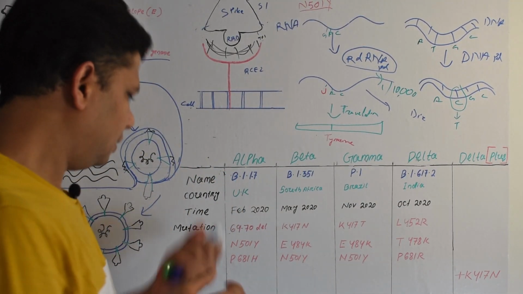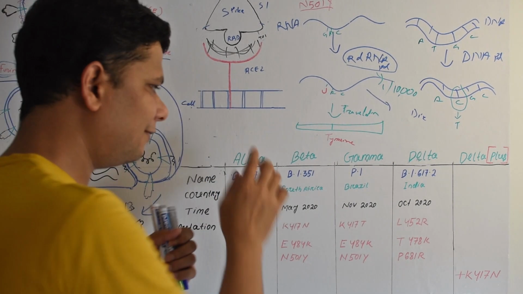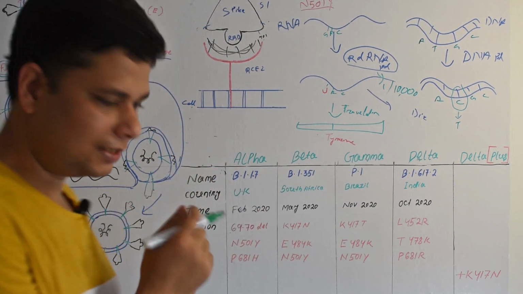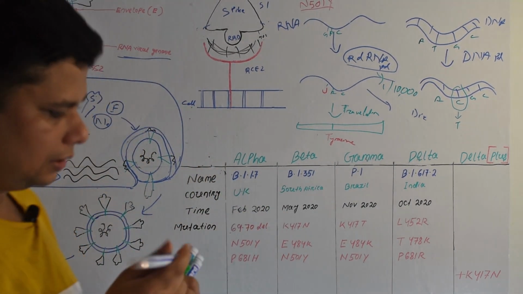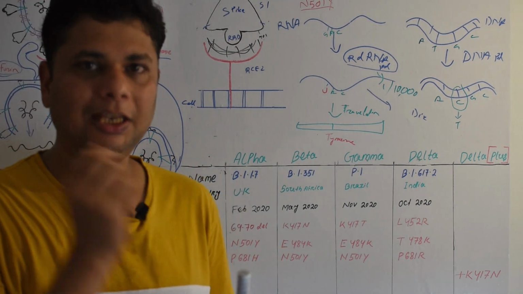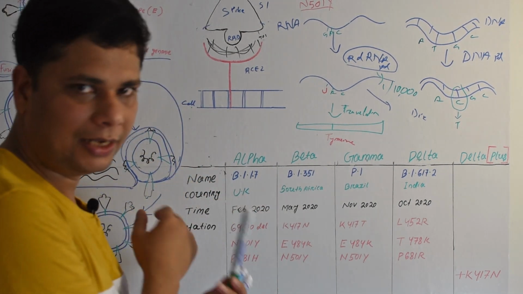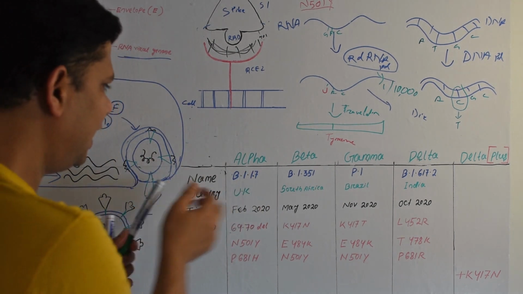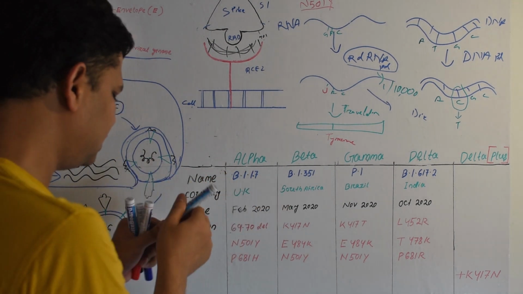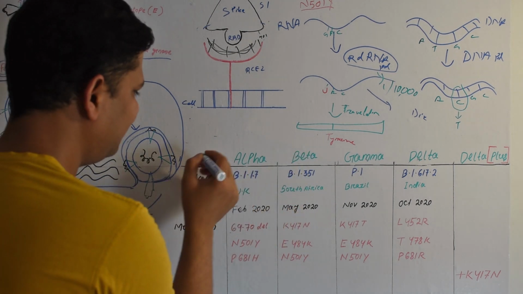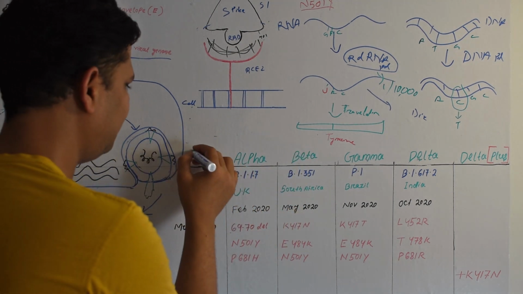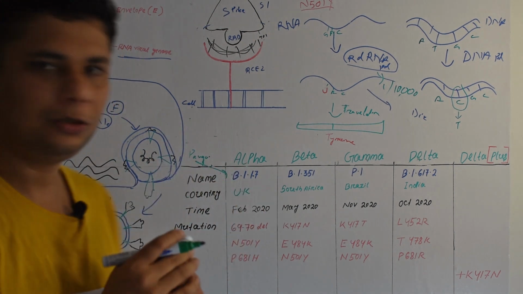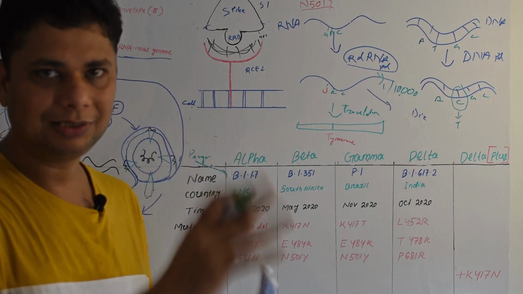So now we'll learn about different variants of coronavirus. The first variant we saw was the UK variant, because it was seen for the first time in the UK in February 2020. So we called it the UK variant, and the scientific nomenclature was the Pangolin nomenclature. According to the Pangolin nomenclature, it was B.1.1.7.